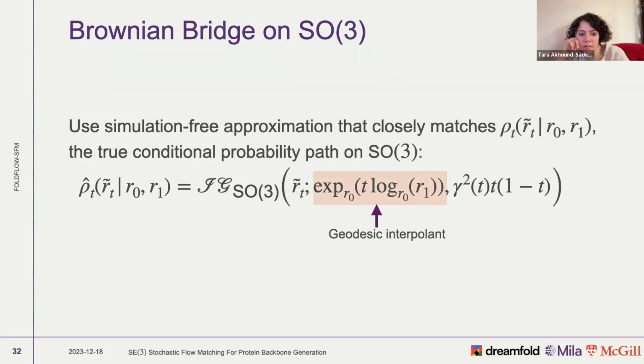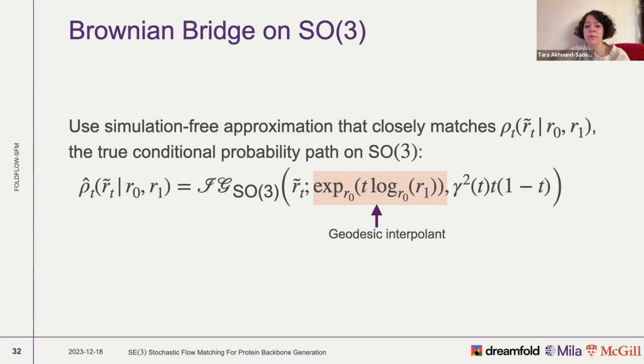Can you repeat that? What's actually the density? Do you also have that here? Oh, so if you know the actual density, we could just sample from that, right? So the idea is that we don't necessarily know the true probability path. So we don't know the true rho t, but we see experimentally that we can approximate it very closely with this rho t hat, which is the IGSO3 distribution.